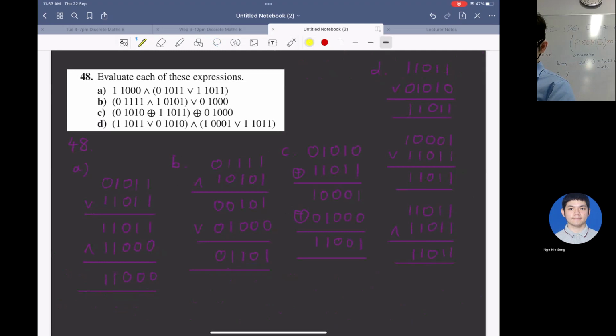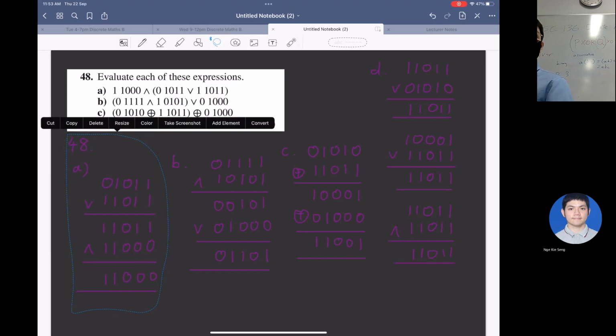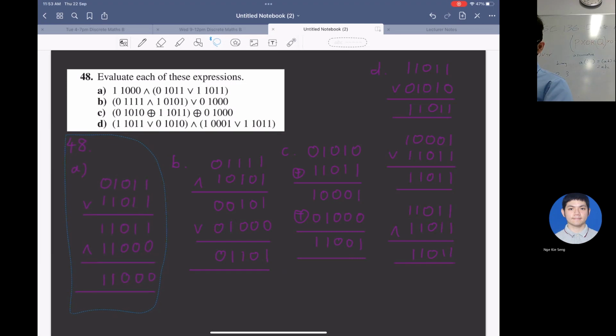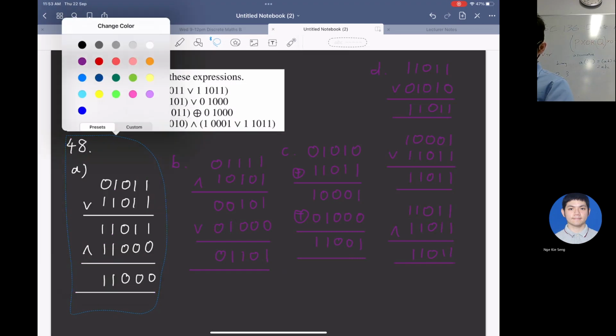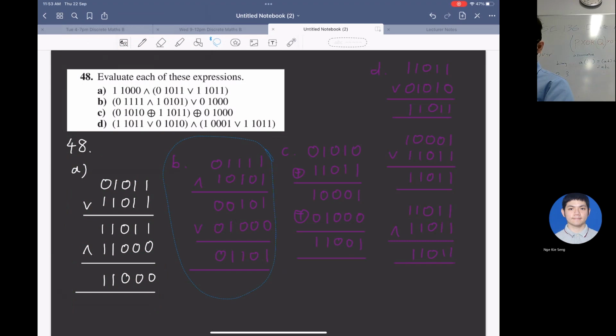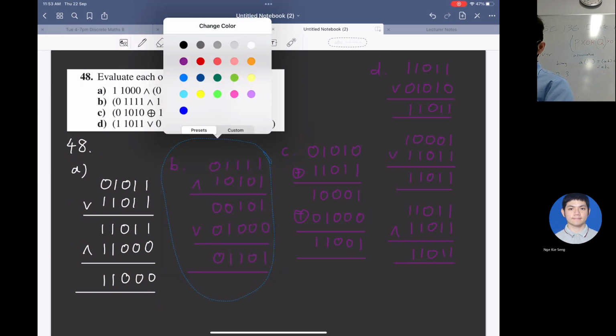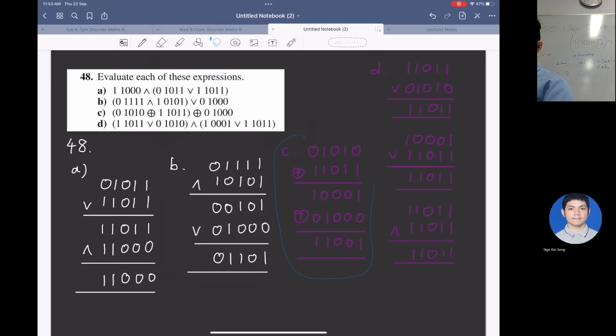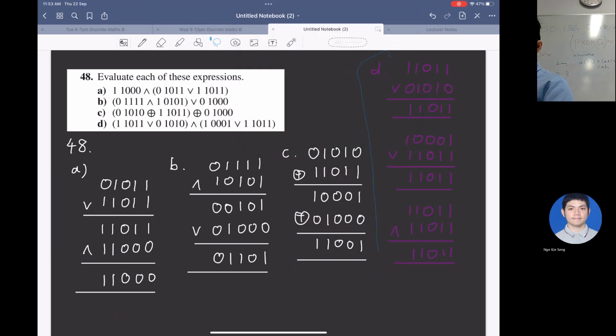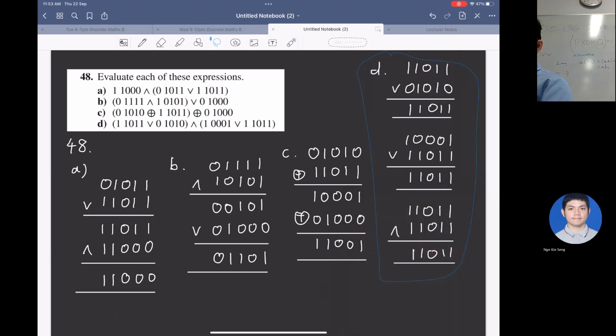Okay, quickly we go through the last four. So shout the answer for 48A. Anyone calculated already? Yes, 11000. B, 01101. C, 11001. D, 1101. Okay, so you need to calculate the bracket first and then do the rest. And then check your answer.